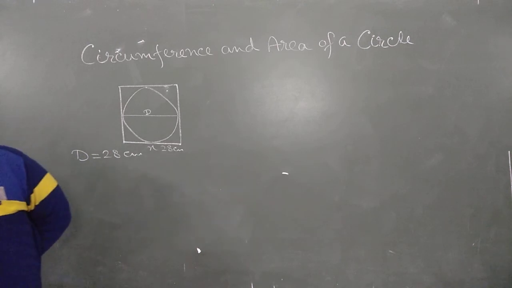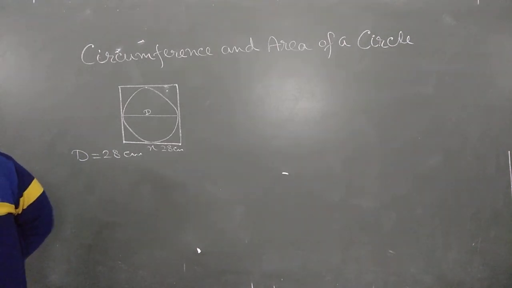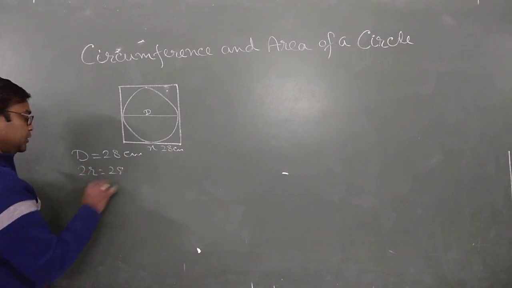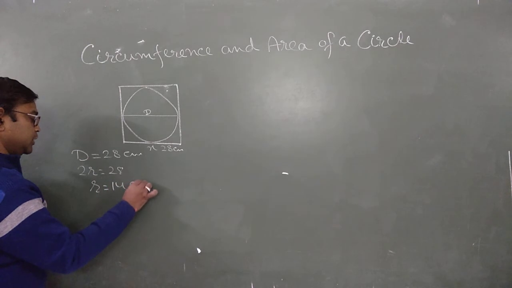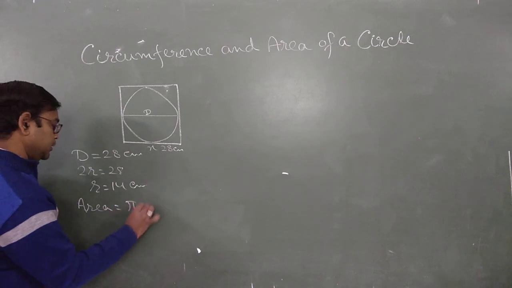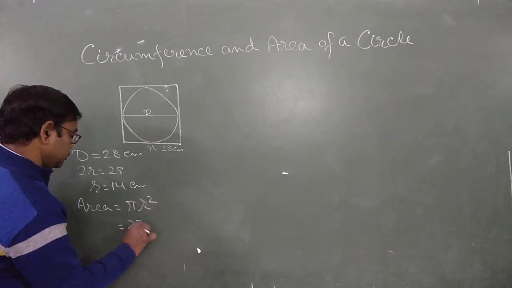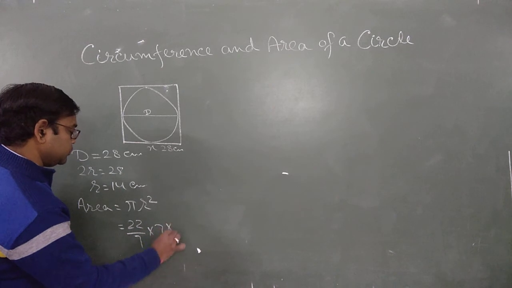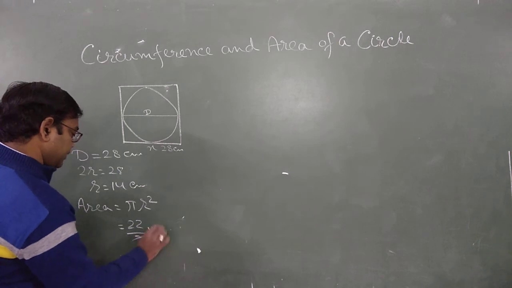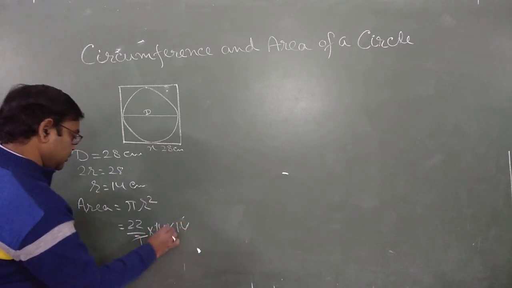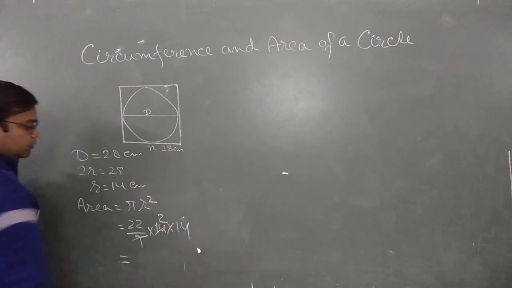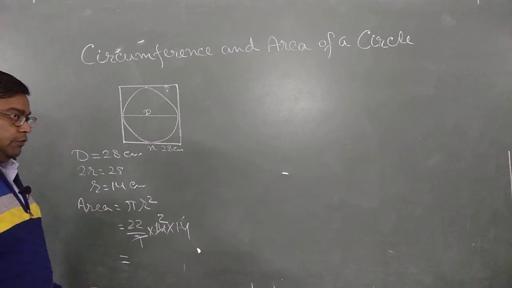The question asks you for the area. So here we can write 2r equals 28, or r equals 14 centimeter. So area equals pi r square, it's 22 upon 7 into 14 into 14. 7 2s are 14, we can multiply and we have the answer. I am not going to multiply it, do it by yourself. So move to the next question.